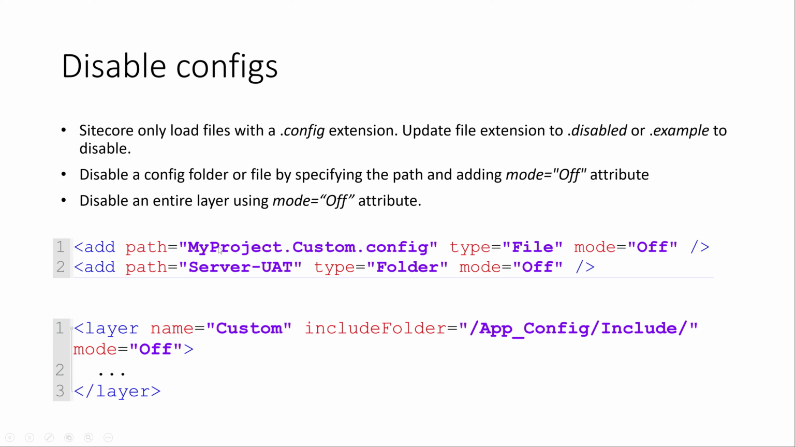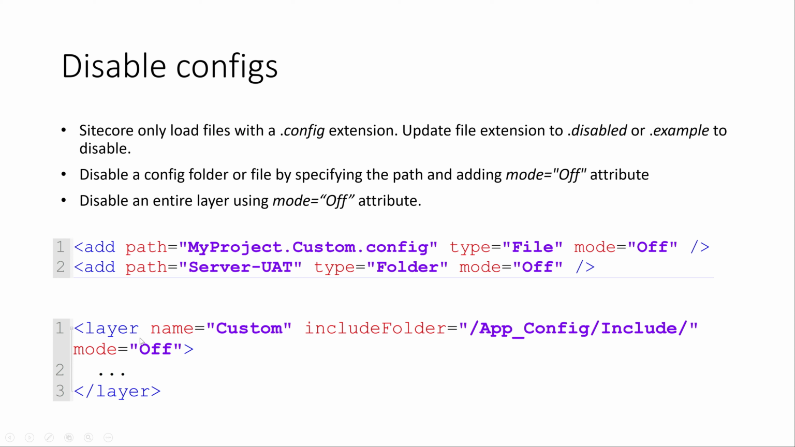You see here, the first one is just changing the config. Rather than marking it as disabled, you can go to the layers config and just mark it as mode equal to off. That means Sitecore will not load or consider this configuration file anymore. And if you have a bunch of configuration files under a particular folder and want to disable the whole folder itself, then you can go to that folder in the layers config and mark it as mode equal to off. That will not load any files under that. And these are like defaults.